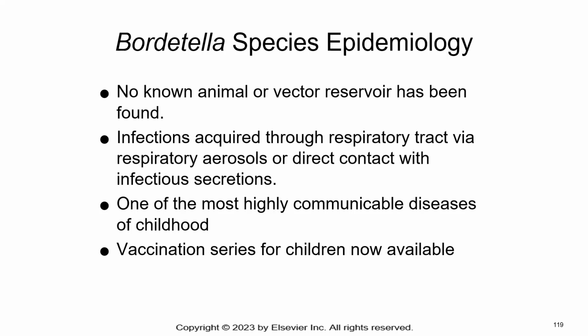This is one of the most highly communicable diseases of childhood, but there is a vaccination series available for children. Bordetella pertussis is the P in the DTaP or Tdap vaccines. Those vaccines protect against this, and vaccination is recommended to be repeated later in life, especially when a mother becomes pregnant. Mom gets vaccinated, and baby passively receives those antibodies from mom. There have been recent outbreaks of whooping cough in the community and even amongst vaccinated populations, so that was a slight concern earlier this year.